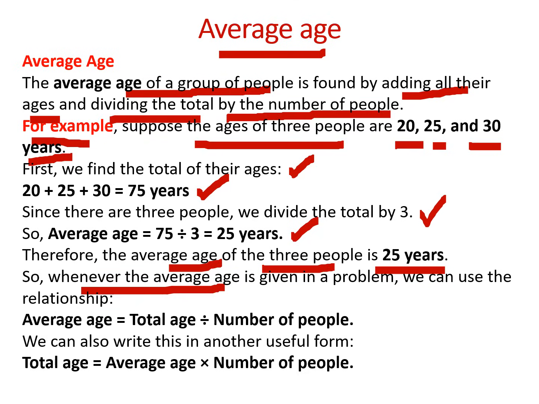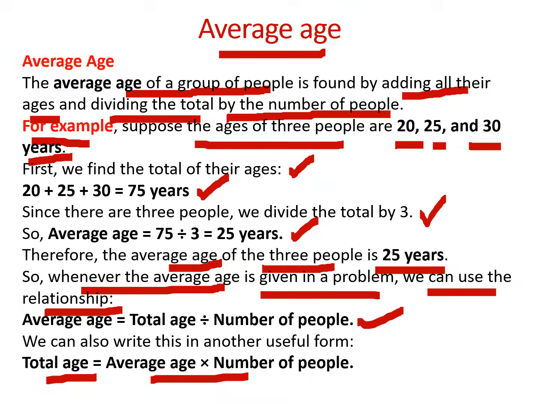So, whenever the average age is given in a problem, we can use the relationship: average age is equal to total age divided by number of people. We can also write this in another useful form. Total age is equal to average age into number of people.